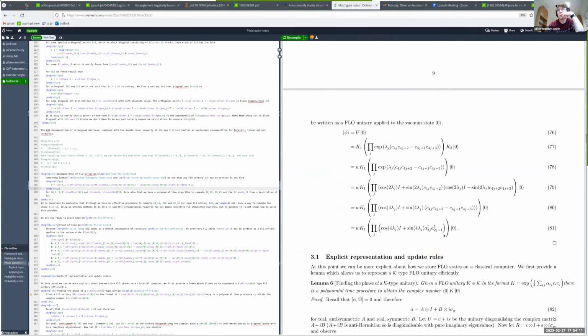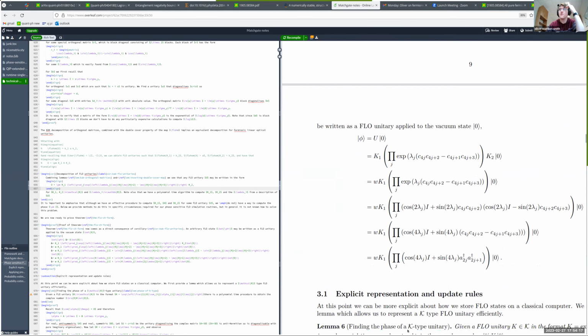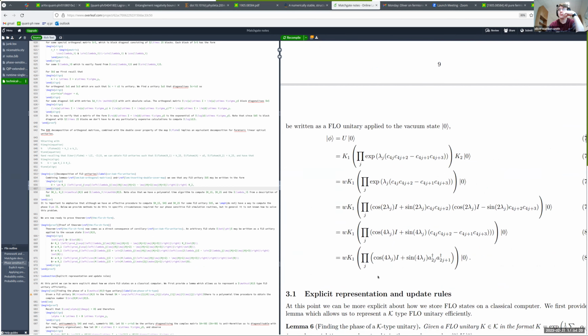Which ends up looking like this. And I think 81 is the nicest way to get this. This is a very direct analog of the CH form known for the stabilizer case. So any FLO state or any fermionic Gaussian state has this form. You have an additional vacuum state. You have this product out here, which creates superpositions of having and not having fermions in adjacent sites.